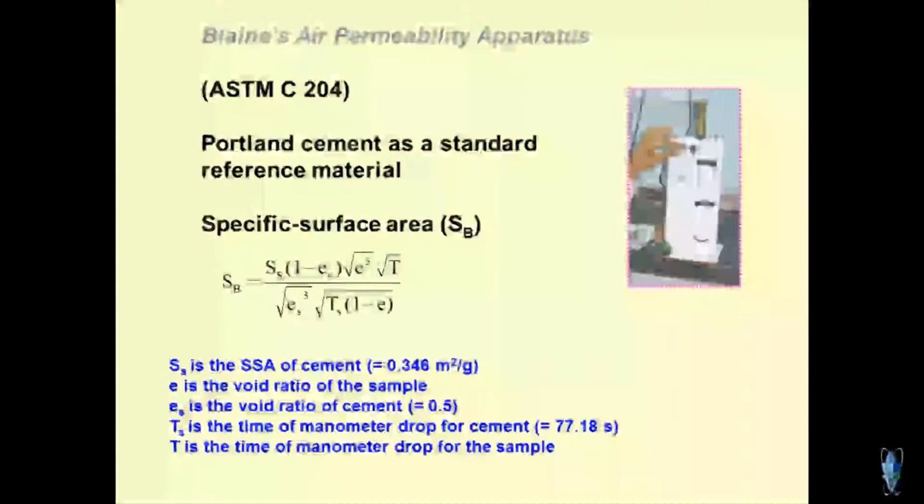This is the Blaine's air permeability apparatus, you must have used it. This is a U tube, and in the U tube, one part of the U tube is connected to a pump, hand pump, like the blood pressure machine, and this is the sample holder. So, a known weight of the sample is compacted in the sample holder, and this is attached to the Blaine's permeability apparatus. And what you are seeing over here is the mercury column. So, initially the mercury is balanced.